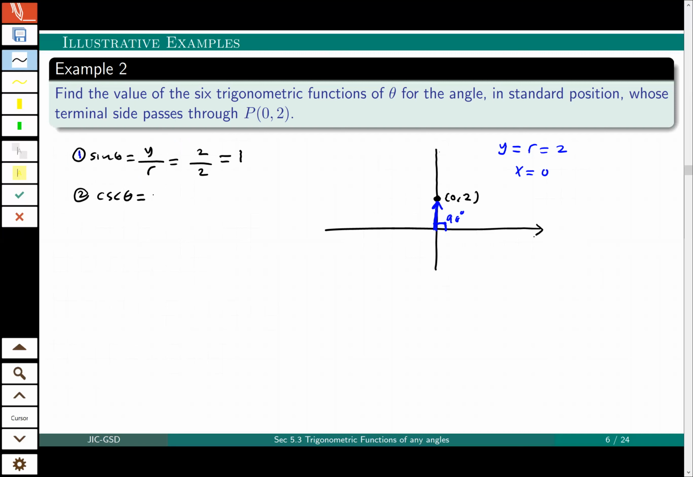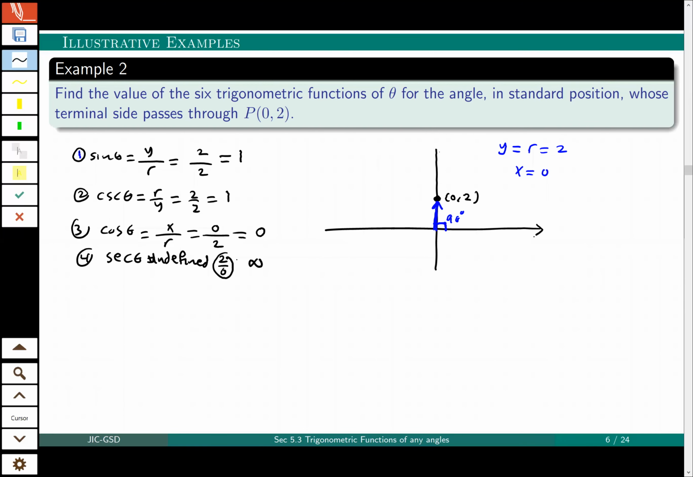Cosecant theta, it's r over y, which is again 2 over 2, which will be again 1. Cosine theta, it's x over r, which is 0 divided by 2, which is equal to 0. And secant theta will be undefined, because we cannot have 2 over 0. Or we could say it's infinity, undefined or infinity.